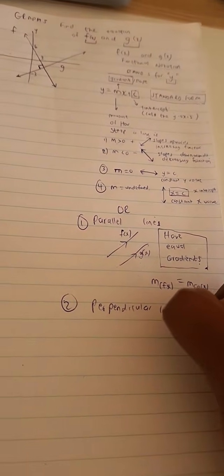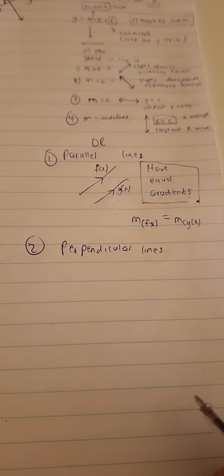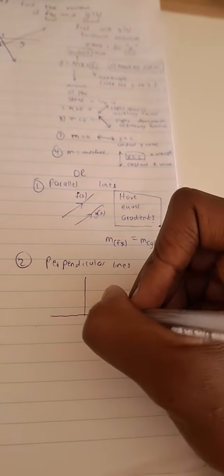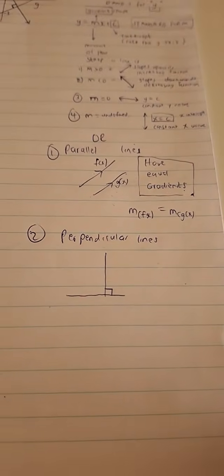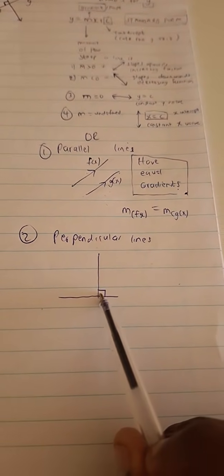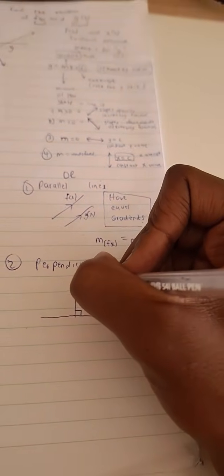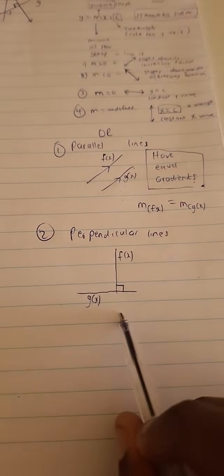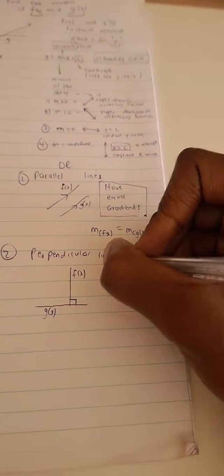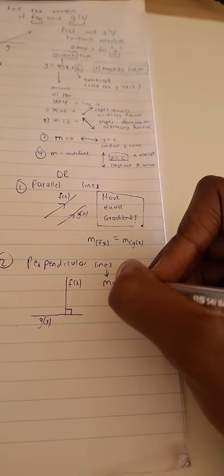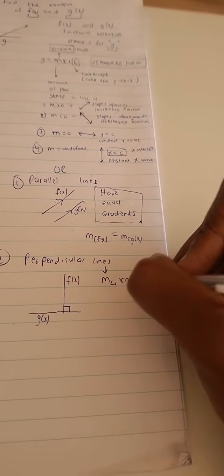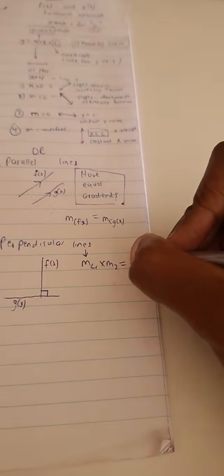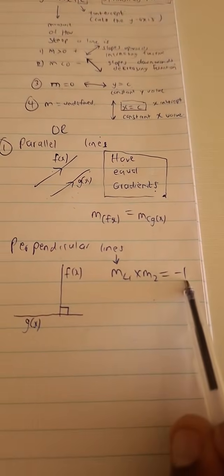perpendicular lines. What are perpendicular lines? Perpendicular lines are lines that intersect or meet at 90 degrees. They form a right angle where they meet. So if the gradient of f of x and the gradient of g of x are there, what we know about perpendicular lines, guys, is that for those two perpendicular lines, the product of those two gradients should always give us -1.